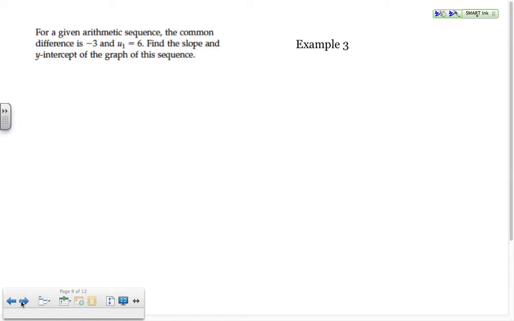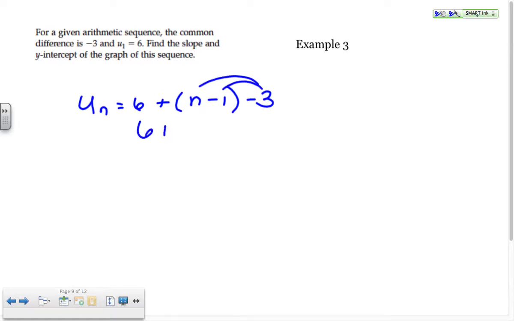Example 3. For the given arithmetic sequence, the common difference is negative 3 and u1 is 6. Find the slope and y-intercept of the graph of the sequence. Now, it doesn't tell you to graph, it just says to find the slope and the y-intercept. So I'm going to write my explicit formula first of all. So it's u1, which is 6, plus n minus 1 times the common difference, which is negative 3. I hope by now you have this formula somewhat memorized. Okay? I'm going to distribute and simplify. So I end up with negative 3n plus 9.